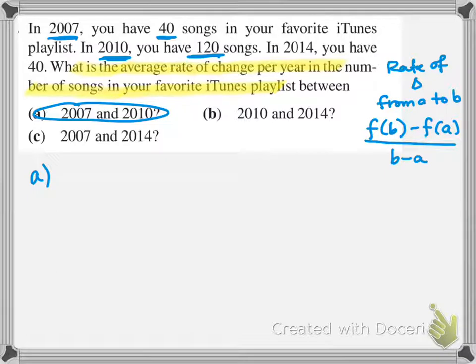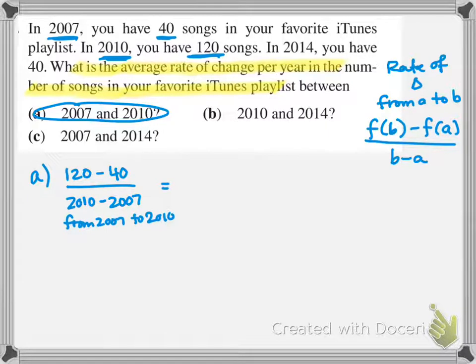And if we go from 2007 to 2010, I'm going to do 120 songs, subtract 40, and then 2010 subtract 2007, to reflect the average rate of change from 2007 to 2010 in that order. The top shows the difference of 80, so that was an 80 song increase over the span of 3 years, and that's approximately 26.7 songs per year as your average rate of change. The number of songs went up, so your average rate of change is positive, and it's almost 27.